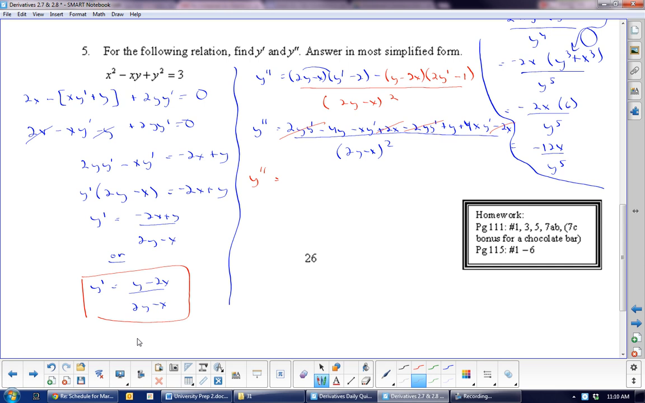Okay, so we get negative 4y plus y gives me negative 3y. I put these two together. And then I've got a minus xy prime and a 4xy prime, so that is plus 3xy prime all over (2y minus x) squared.